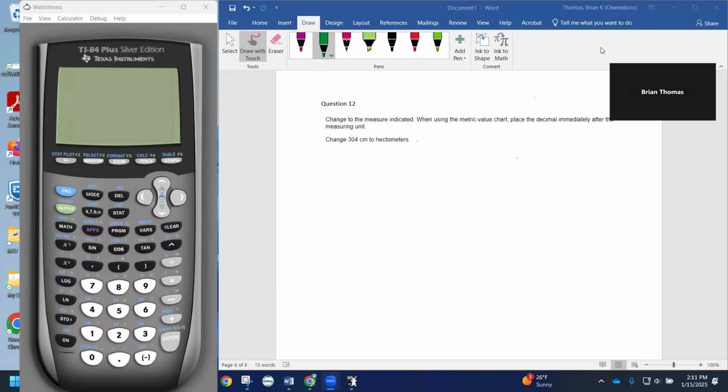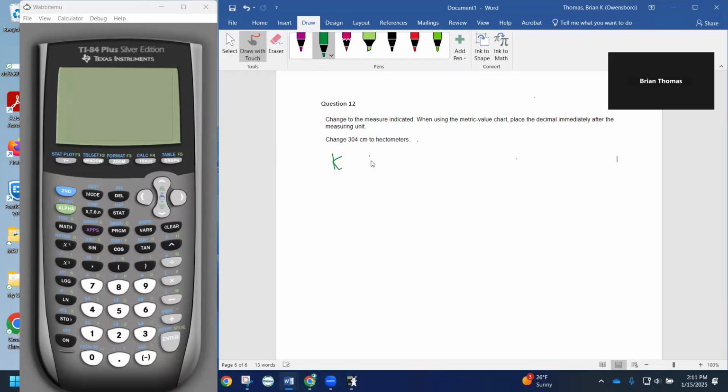So question 12 continues again with the metric system. It says change basically 304 centimeters to hectometers. So again, to do this, I use the phrase King Henry doesn't usually drink chocolate milk.